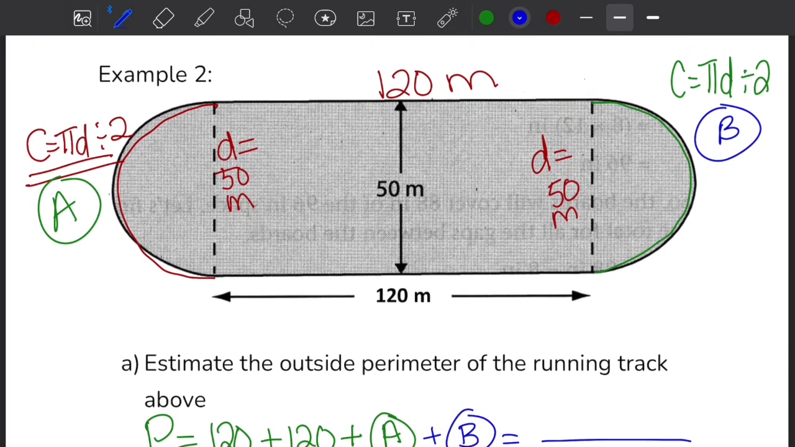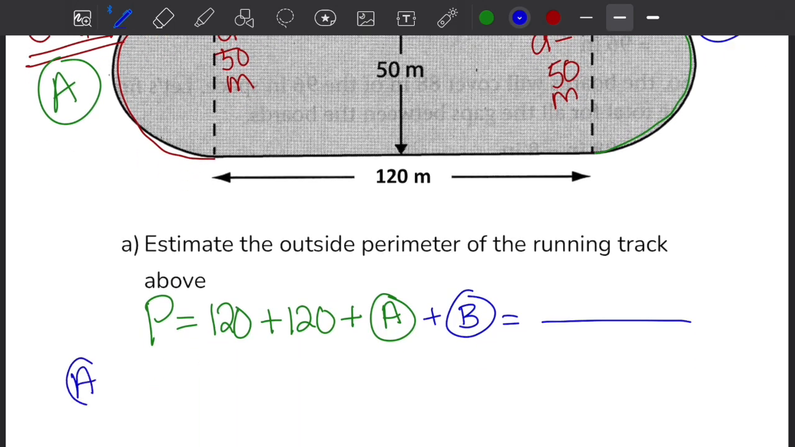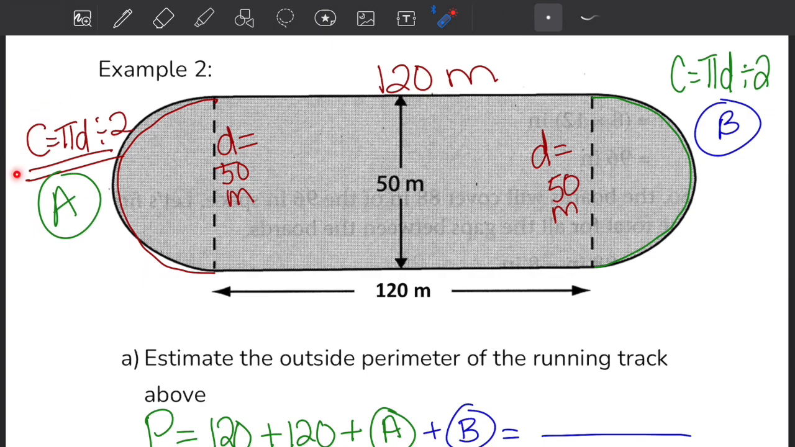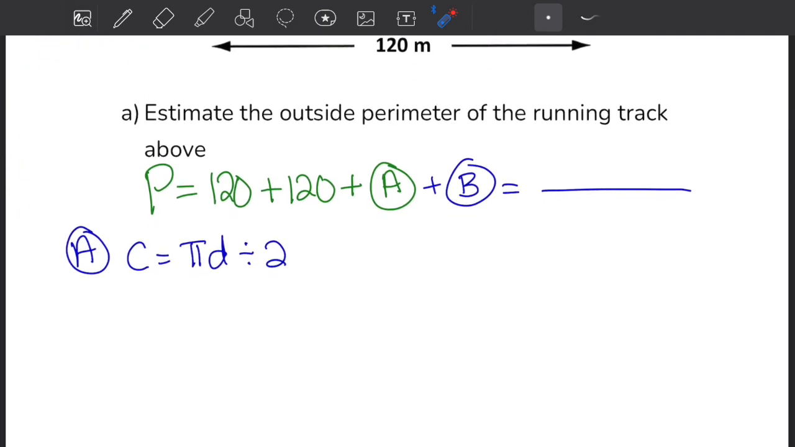Now the value for A, I'm just going to write it down here, is circumference equals pi times diameter divided by 2. And I got that from here. Okay, the diameter is 50. Now remember, we're estimating here. We're not calculating the precise value. So I don't need to use the actual value for pi. I'm going to round pi down to the number 3, okay, because pi is approximately 3. The diameter is 50. I get that from the question. And then I divide by 2.